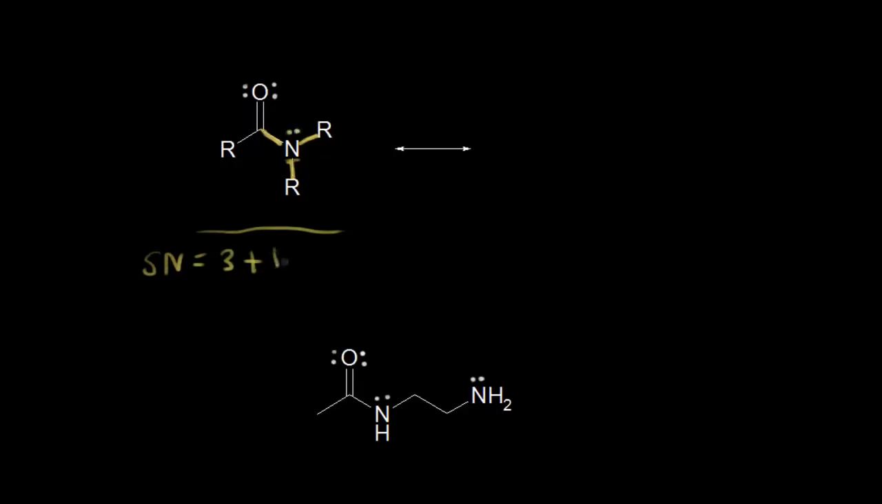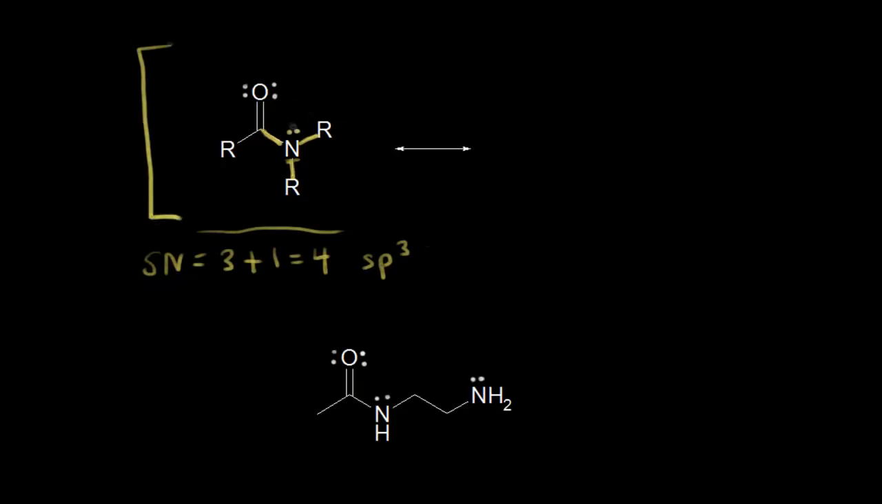So 3 plus 1 gives us a total of 4 for the steric number, which means 4 hybrid orbitals, which implies sp3 hybridization for that nitrogen. And from earlier videos, you know that sp3 hybridization means a trigonal pyramidal geometry for that nitrogen. And so that's one way of looking at this functional group, with that lone pair of electrons being localized to that nitrogen. However, now that we know resonance structures, we know that that lone pair of electrons is not localized to that nitrogen. It's delocalized in resonance.